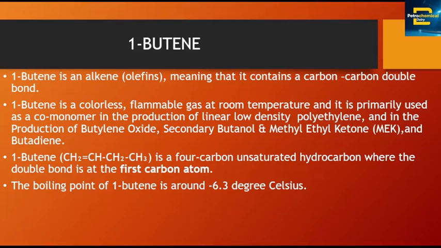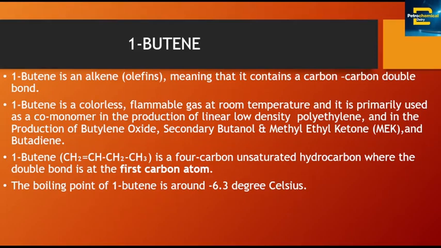1-butene is a 4 carbon unsaturated hydrocarbon where the double bond is at the first carbon atom. If you look at the structure, you see that the double bond is at the first carbon atom. The boiling point of 1-butene is around -6.3 degrees Celsius. One thing you should know: 1-butene is a co-monomer.